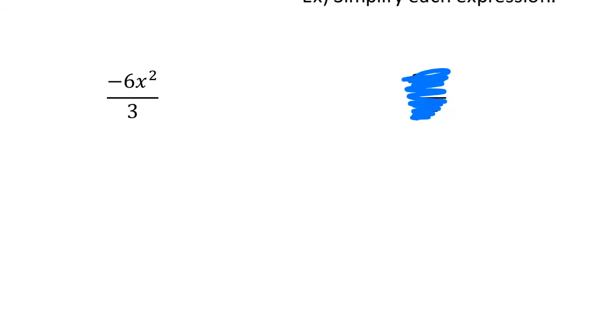This is negative 6 divided by 3 is going to give us negative 2. And then for my x's, I don't have anything to cancel in the denominator, so that's just going to stay as x squared because none of them will cancel, okay?